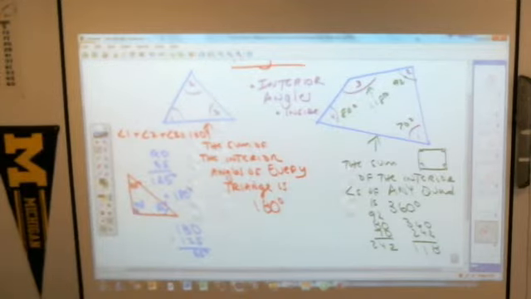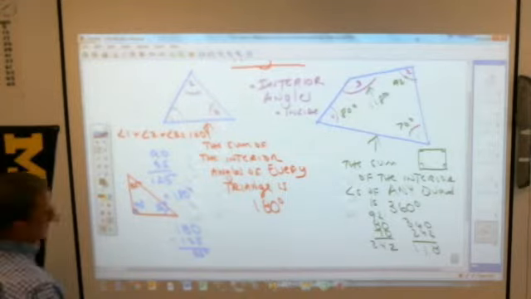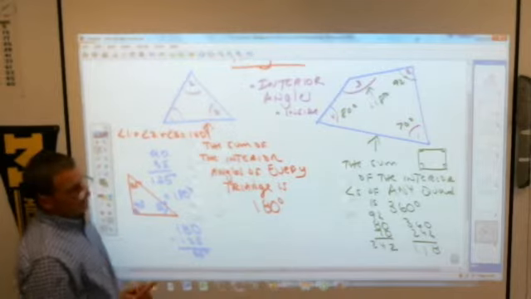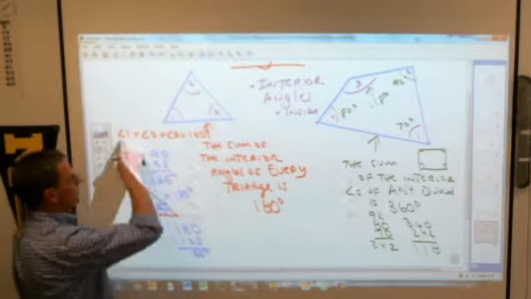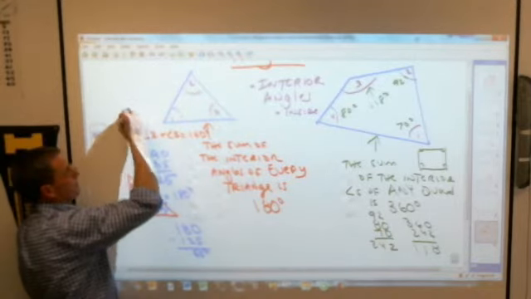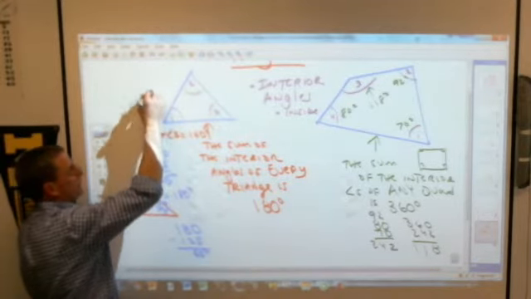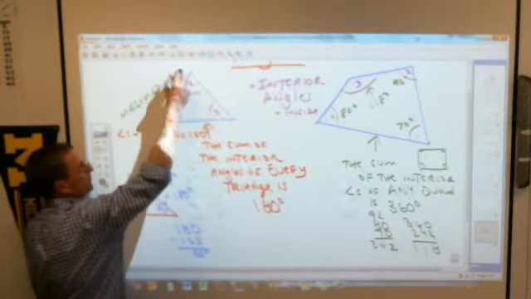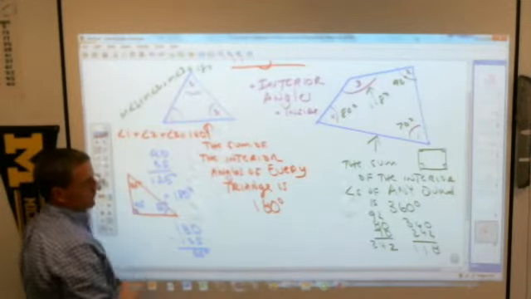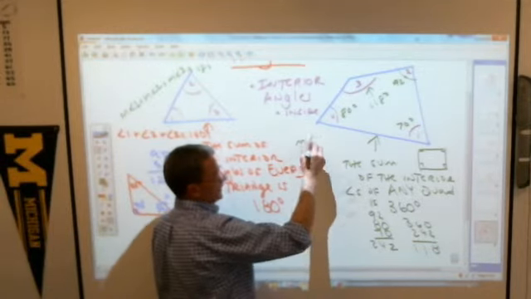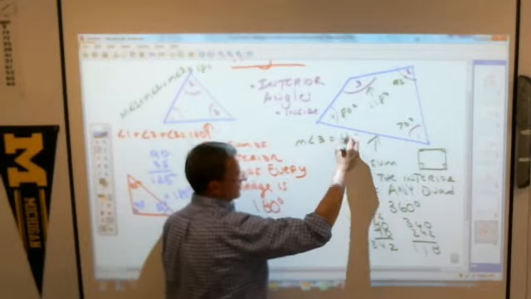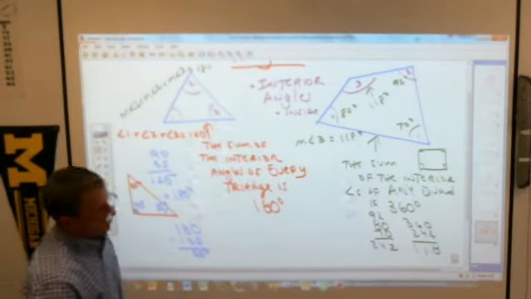Welcome, ladies and gentlemen, to the wonderful world of geometry. And by the way, in the book, when they want you to talk about measuring degrees, they will put the little letter M. I should have, when I did this, said the measure of angle 1 plus the measure of angle 2 plus the measure of angle 3 equals 180 degrees. If you see that little M up there, you know, the measure of angle 3 equals 118 degrees. That is how we show that we're talking about degrees.